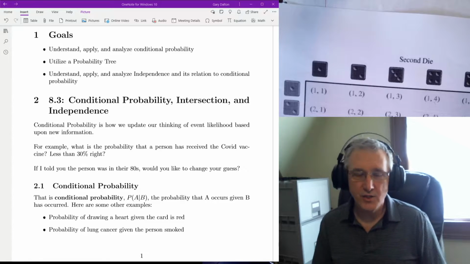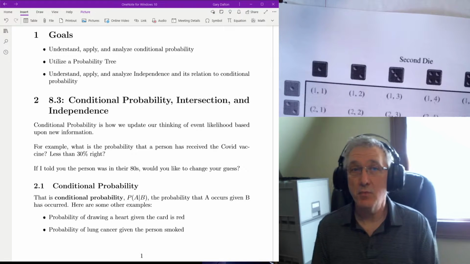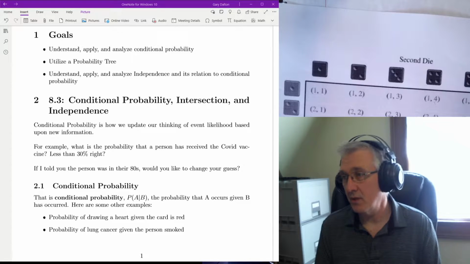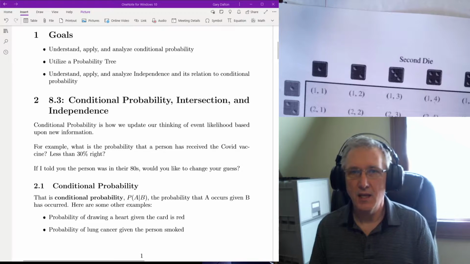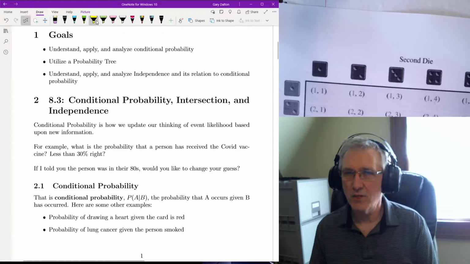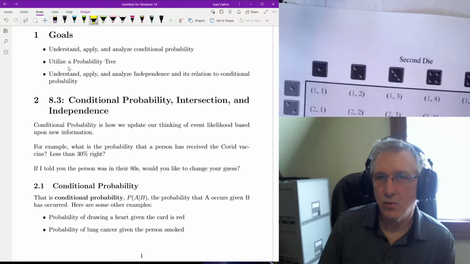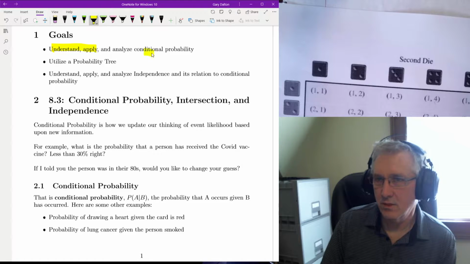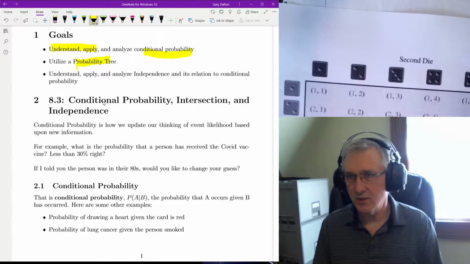Hey, and so begins Lecture 12. This covers Section 8.3 from the book, mainly conditional probability. But there'll also be some intersection and independence. I probably won't talk much about independence. So consider that we're going to understand and apply conditional probability. And we'll quickly do a probability tree. And let's not worry about this third one right now.